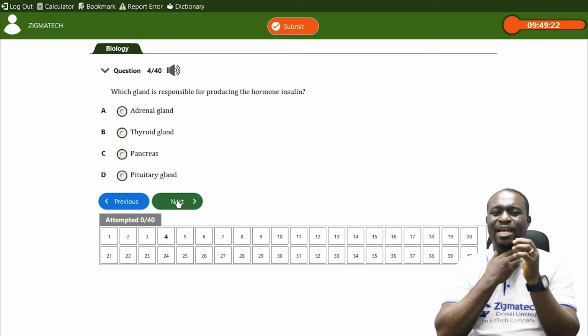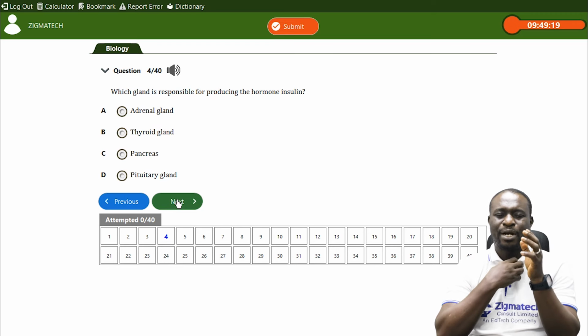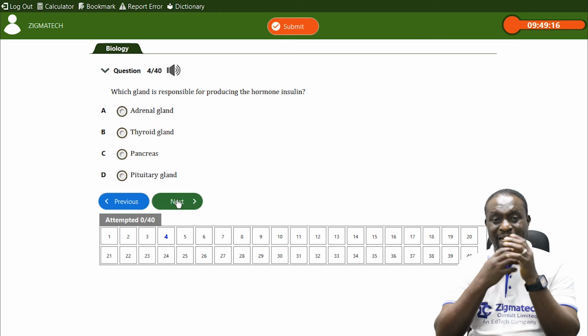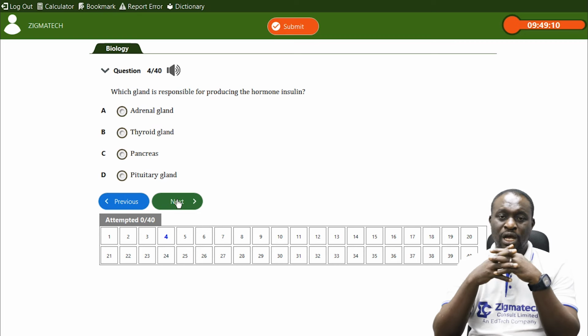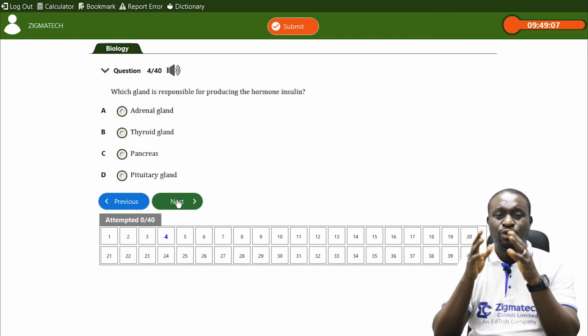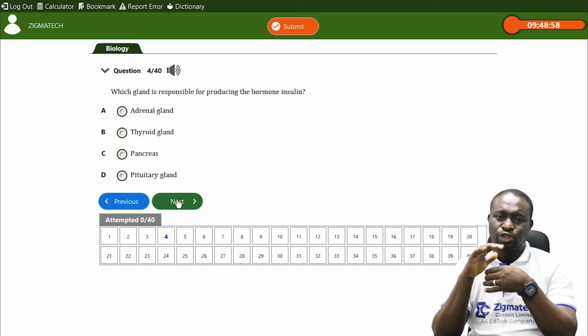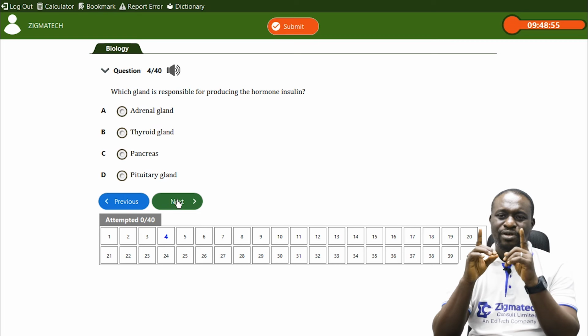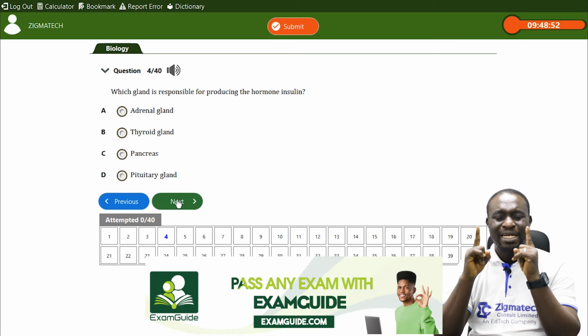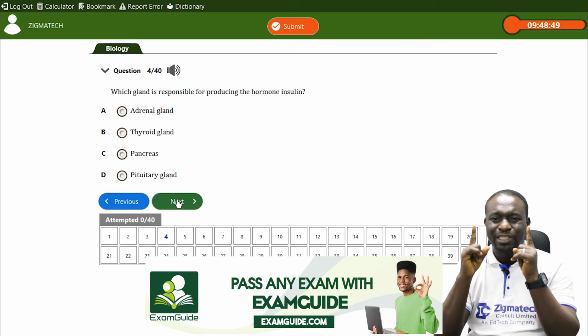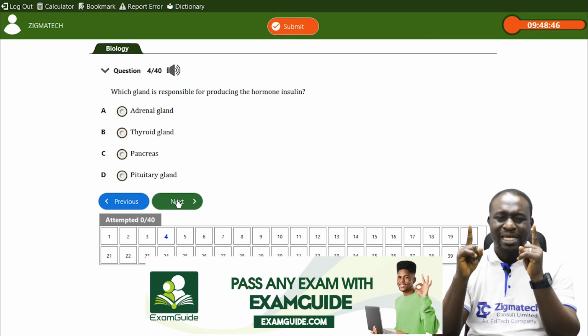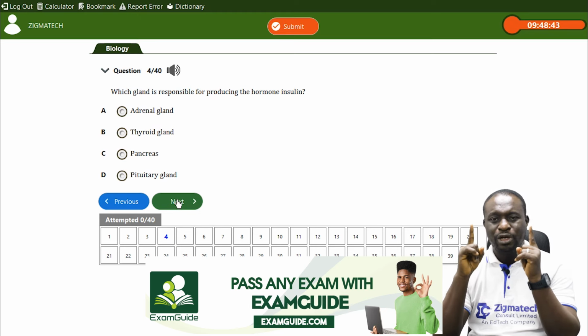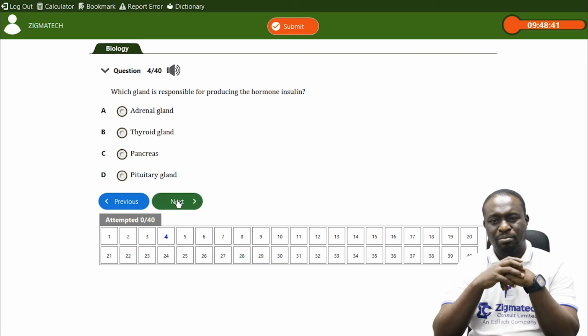Another one is the thyroid gland, which is located at the neck, and the parathyroid gland, which is also located at the neck. The thyroid gland produces the hormone called thyroxine, which is also a growth hormone, and the parathyroid gland produces parathormone. And then we also have the pancreas, which is located on top of the kidney. The pancreas is the endocrine gland that produces the hormone called insulin. Insulin is used to regulate blood sugar.